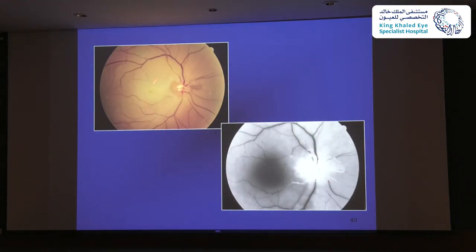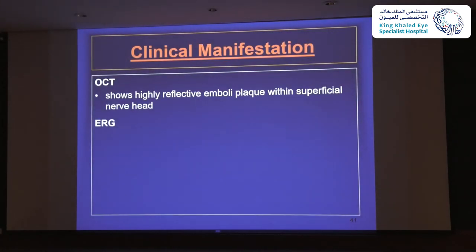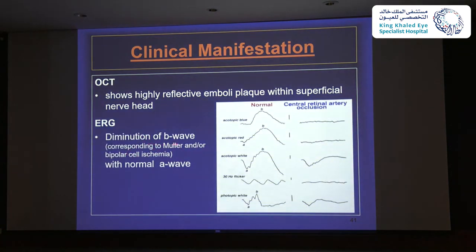Another patient with central retinal artery occlusion, and you see how much ischemia we have in this patient. Bulk scarring as well. OCT shows highly reflective emboli plaque at the superficial nerve head, and the ERG usually has a diminution of the B wave, as you see when you compare this and that, corresponding to Müller and bipolar cell ischemia with a normal A wave.